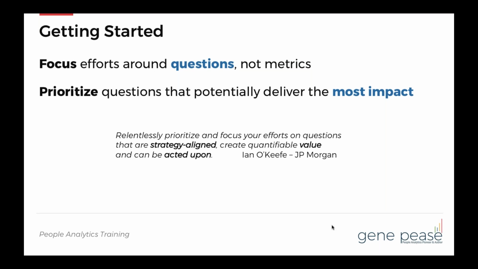Then Ian O'Keefe at JP Morgan gave me this quote on how you define a question and really get started. And it really has three components that I think are perfect. Make sure the question is strategy aligned. It creates quantifiable value, and it can be acted upon. So these are not studies that we're doing at a university for a book. We're doing studies to help improve our organization and the people within it.